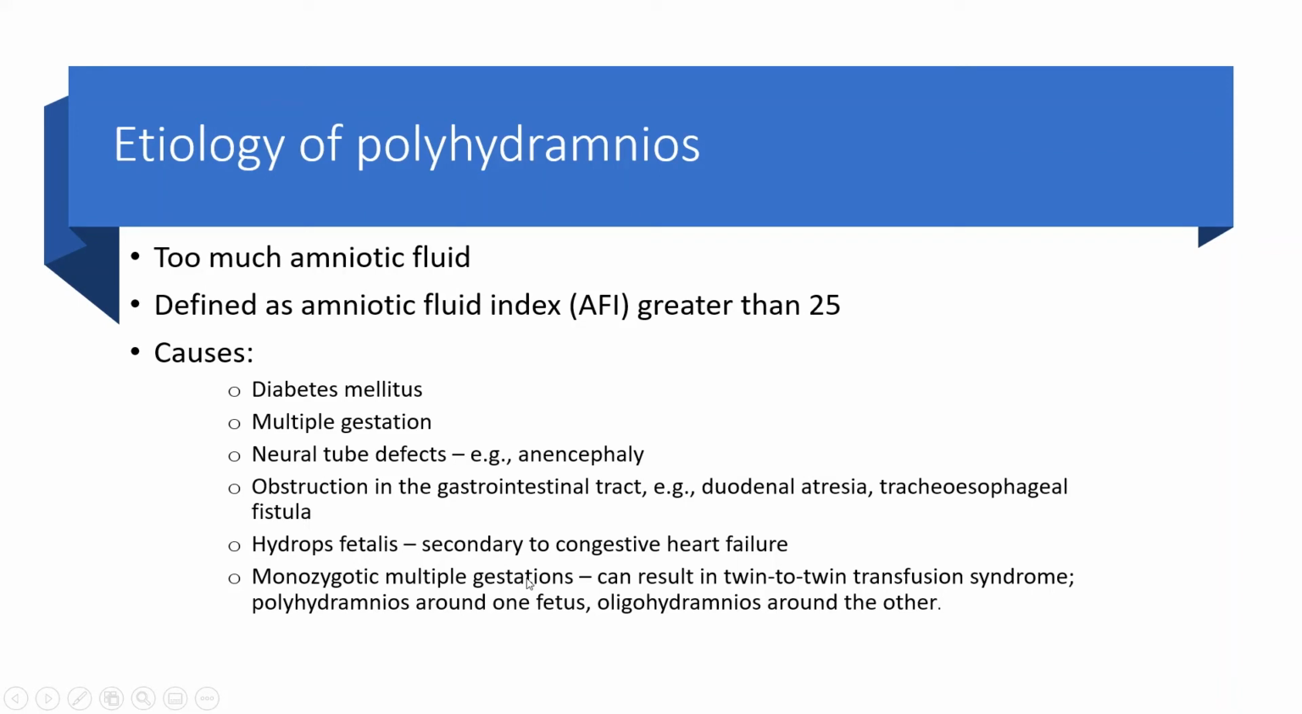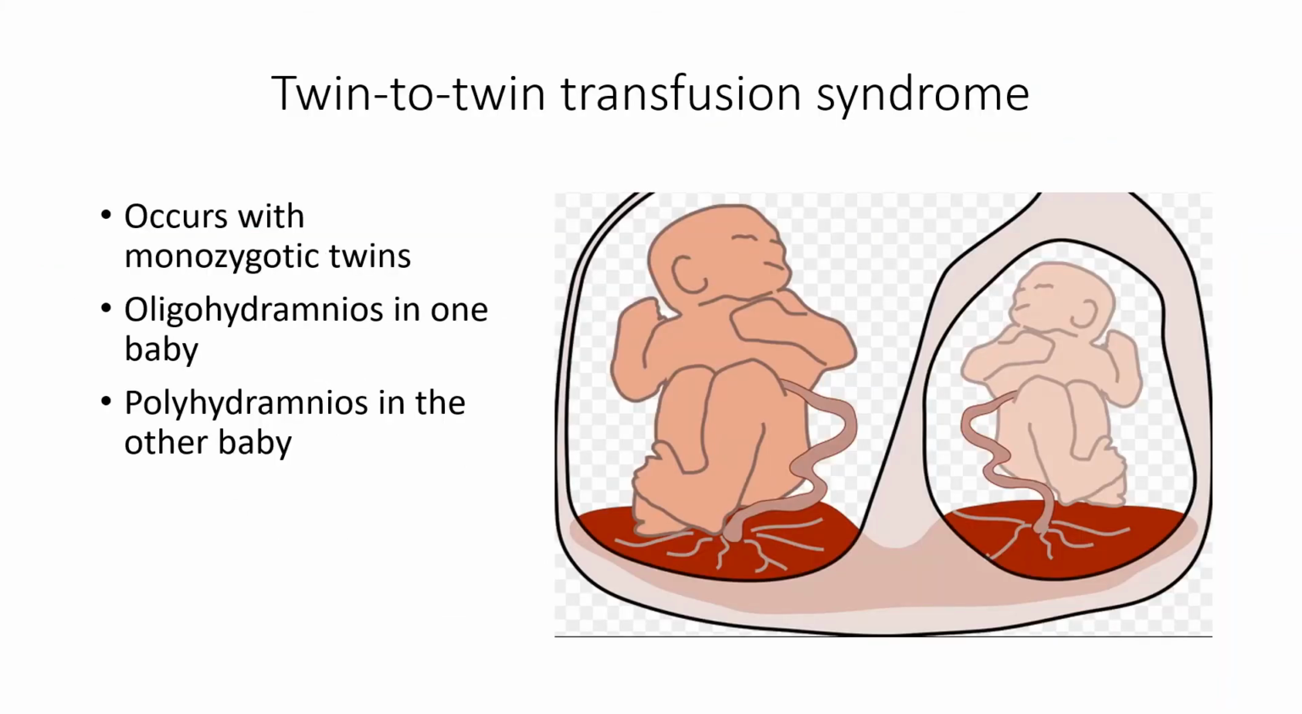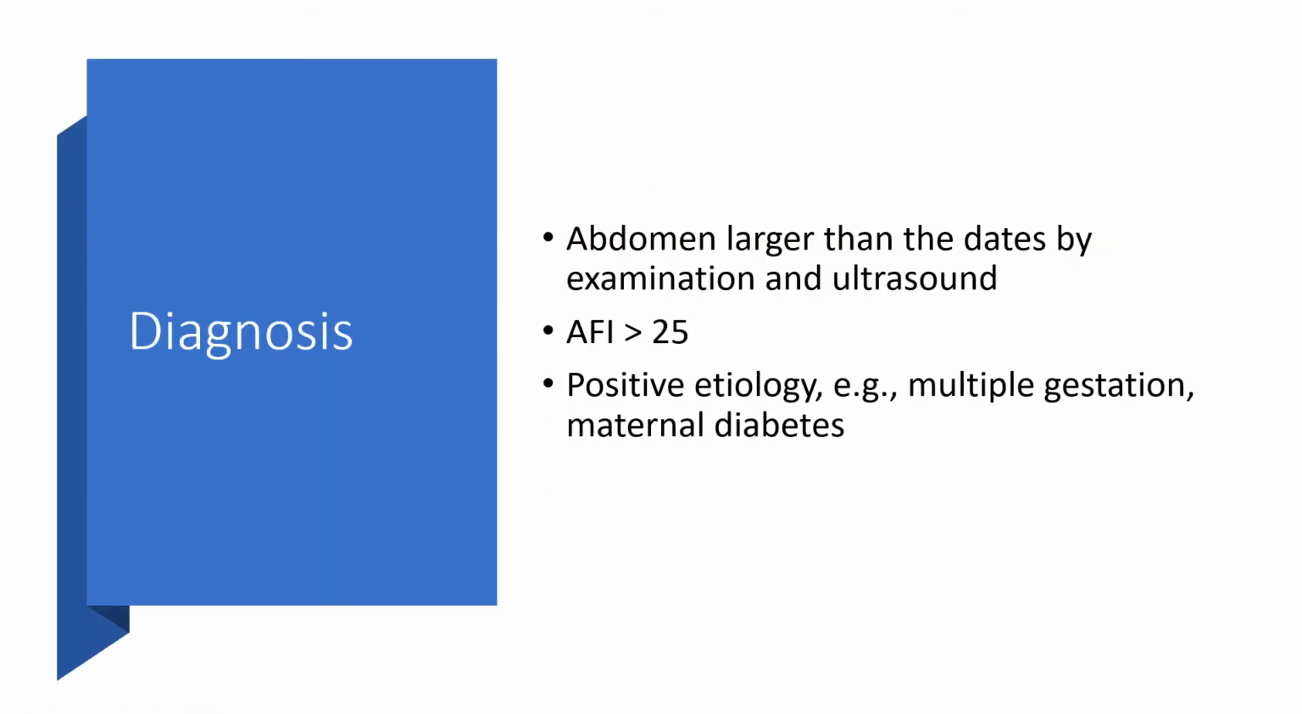Then monozygotic multiple gestations. Here the important thing is monozygotic, right? One zygote divided into 2, because they share the same placenta. So it can result in twin-to-twin transfusion from one twin to the other twin. So there is polyhydramnios around one fetus, oligohydramnios around the other fetus. That is twin-to-twin transfusion syndrome, and it occurs only with monozygotic twins. You can see this: there is polyhydramnios around this baby and oligohydramnios around the other baby.